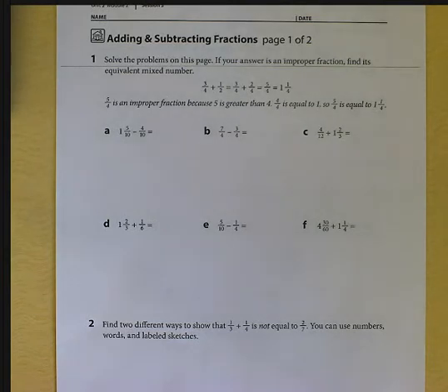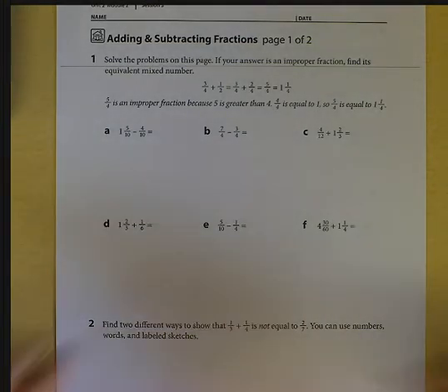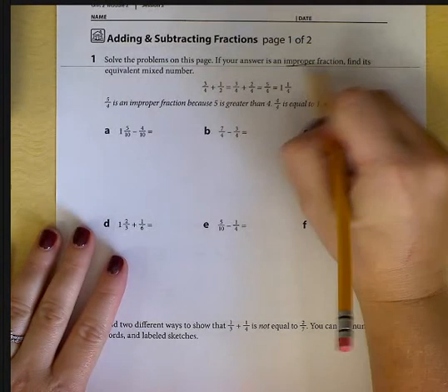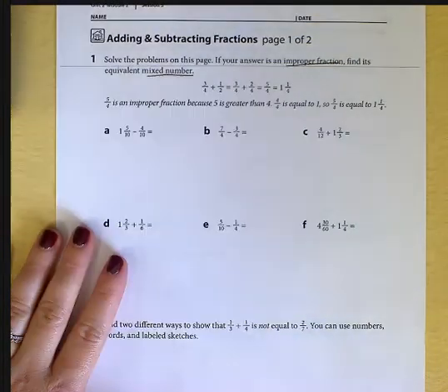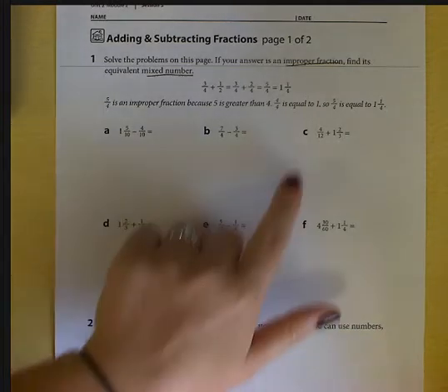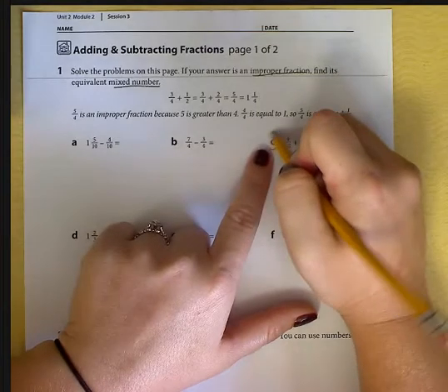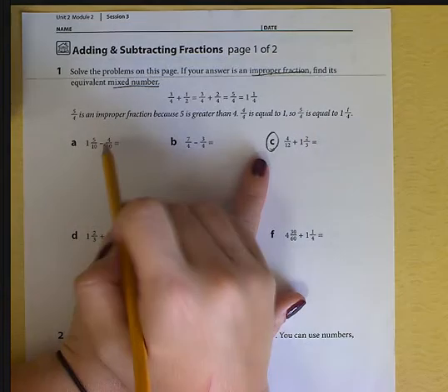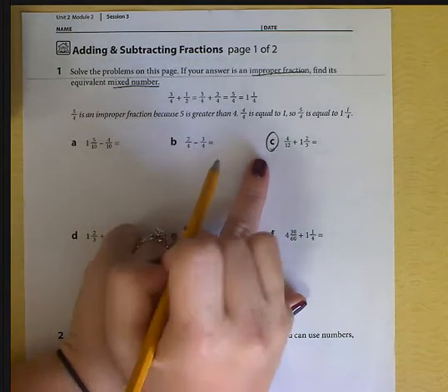So we're going to do 1A together. It says solve the problems on this page. If your answer is an improper fraction, find its equivalent mixed number. So if it's an improper fraction, we want to change that to a mixed number. Actually, we're going to do C together because the first ones have common denominators, so that should be really easy for the kids to do those ones. So we'll do C together.